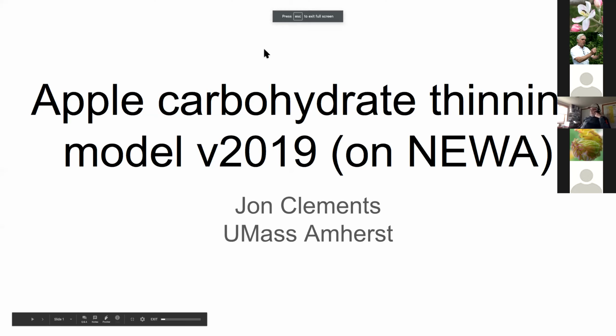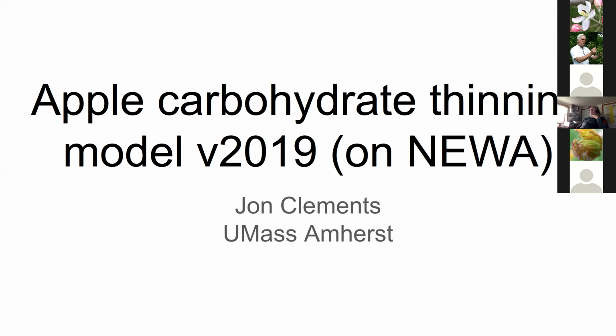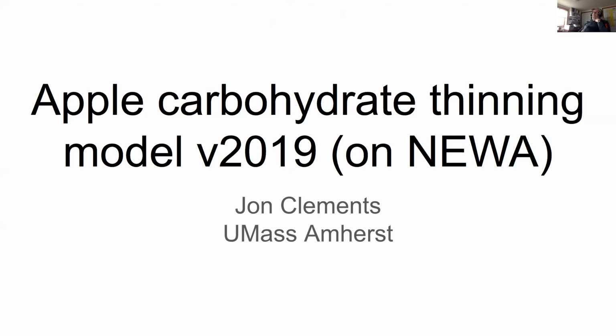So I'm going to talk about some changes to the apple carbohydrate thinning model that were introduced last year. I'm not going to tell you all about the carbohydrate thinning model. Hopefully some of you have used that, but basically what it does is help you time your chemical thinning sprays, not your bloom chemical thinning spray, and not necessarily your petal fall thinning spray. It doesn't work as well at those timings, but at your 10 to 12 millimeter thinning spray.